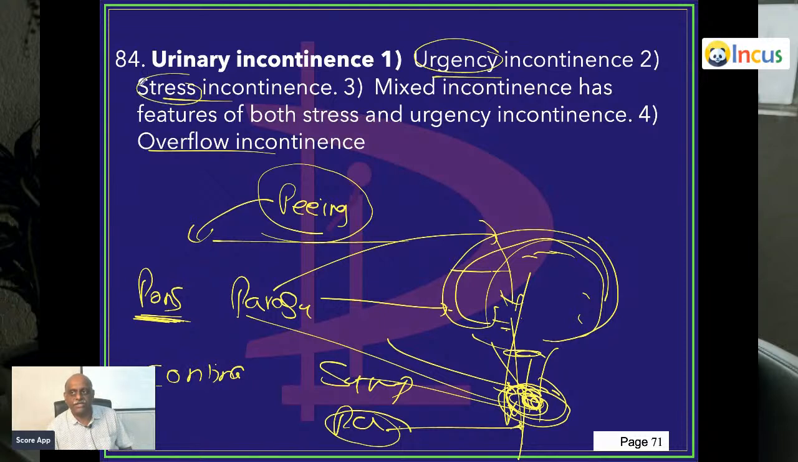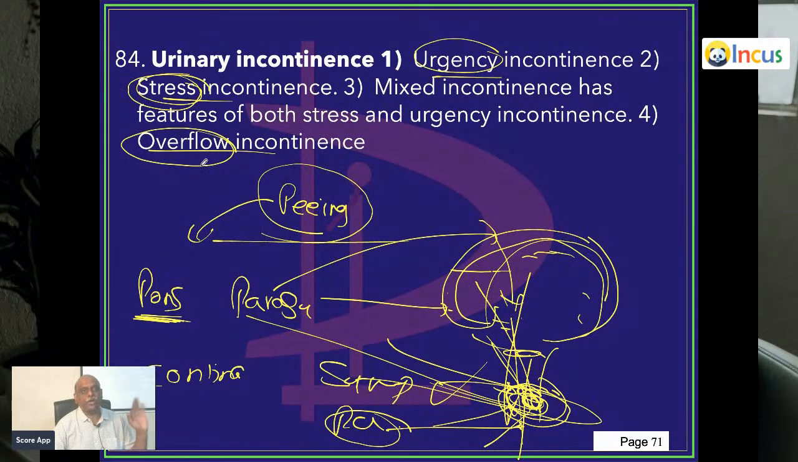The other is stress incontinence. The urethrovesical angle is maintained by a lot of muscles surrounding it. So suppose a woman delivered a lot of babies, this muscle becomes weakened and that urethrovesical angle is lost, and that leads to stress incontinence. The third is overflow incontinence.